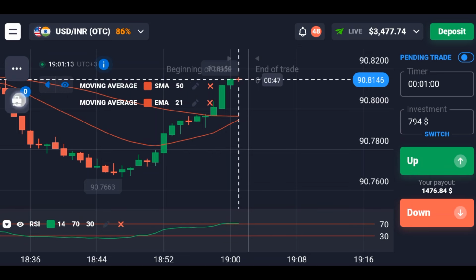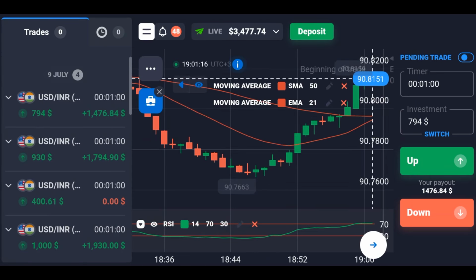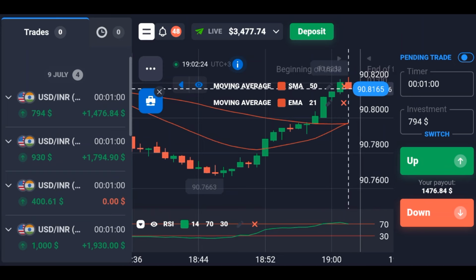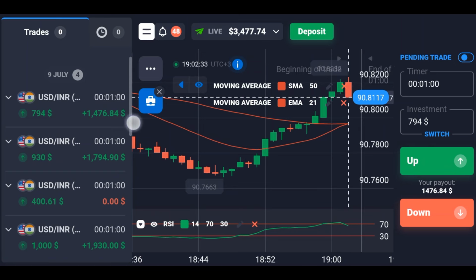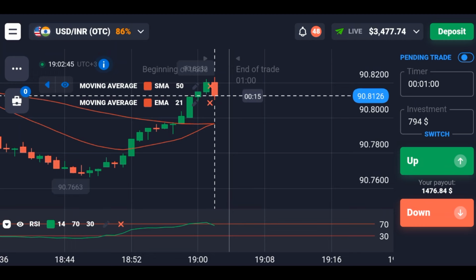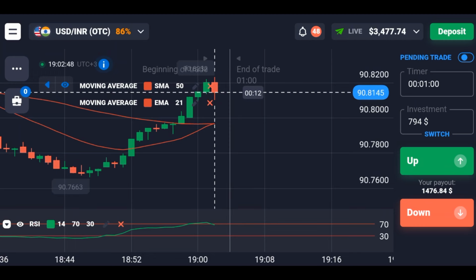As much as we lost a trade in between, we lost a trade for $400, we ended up making more. So if you look at the date today, this is 9th of July, we've done 4 trades. We've won 3 and lost 1. Each of the trades that we won were high value trades, and we had traded with $1,000 here. We traded with $400 and lost, traded with $930 and traded with $794 for our last trade. Again, the asset that we were trading on was the USD Indian rupee pair, and that is one of the assets that is highly traded in Quotex, and it is also highly profitable.